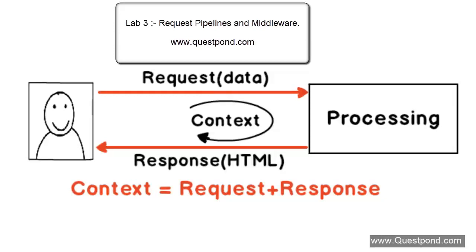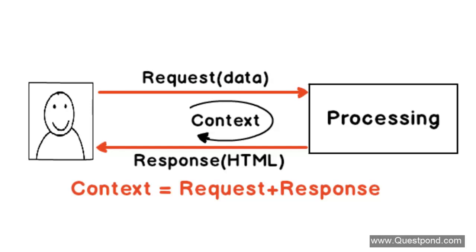Welcome to Lab 3, and in Lab 3 we will discuss pipelines and middlewares. Now before I dive into middlewares and pipelines, let us try to be in sync, or on the same page, about three vocabularies: request, response and context. Because if these three vocabularies are not understood properly, then when we see the code of middlewares and pipelines, it would be quite confusing.